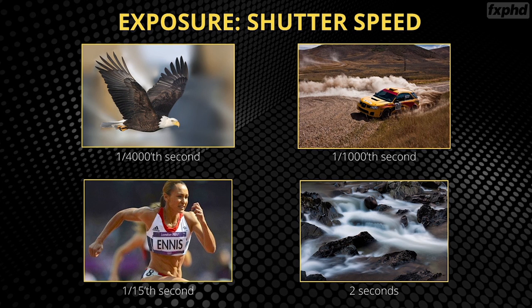So here are some examples. At 4/1000ths of a second, you can see I've got this image of an eagle that's been captured. If you go down to 1/1000th of a second, you can get a really nice capture of a rally car going around a corner. 1/15th of a second will get you a nice crisp image of somebody running. And a 2-second exposure will blur water and you get this kind of misty look that you've probably seen. So that's shutter speed, and how long the shutter is open will determine how much motion blur you're going to have in the image.